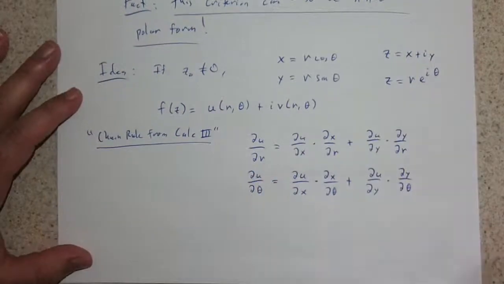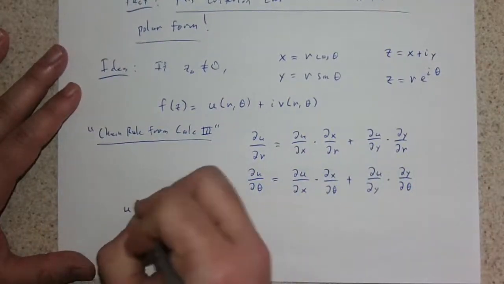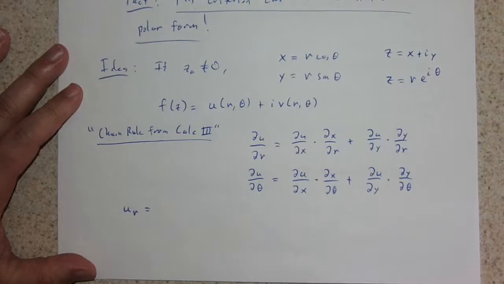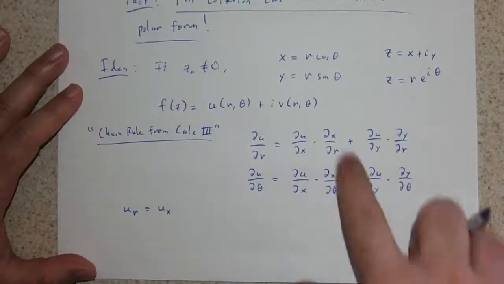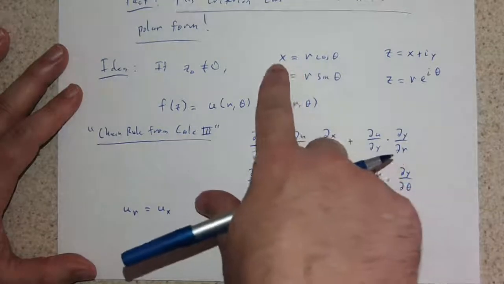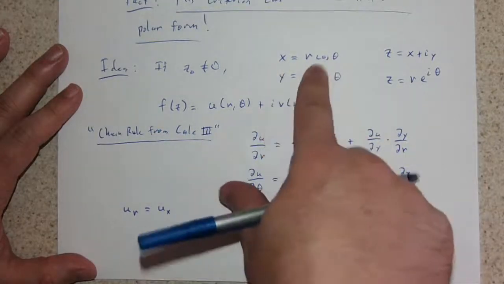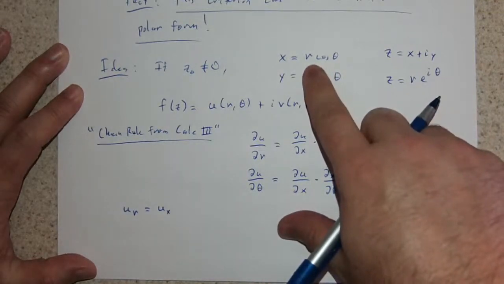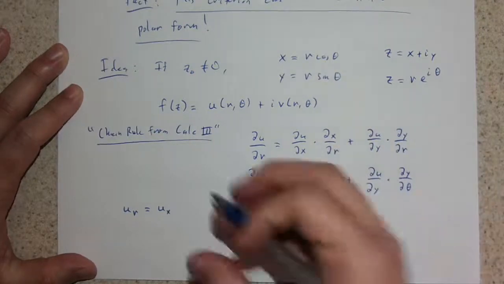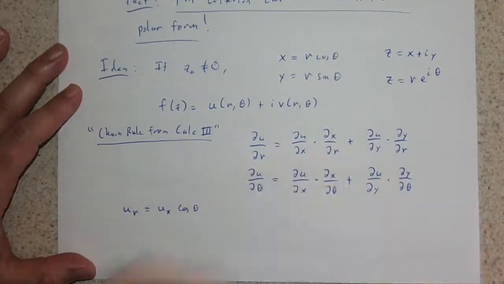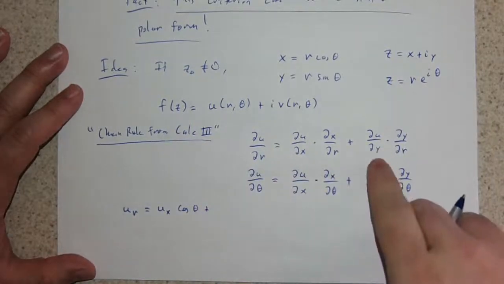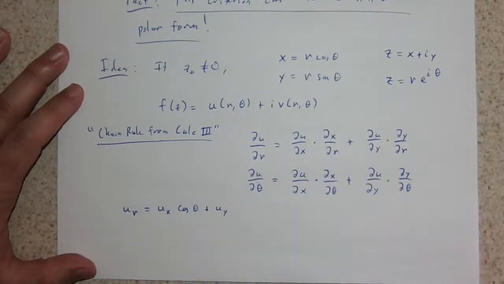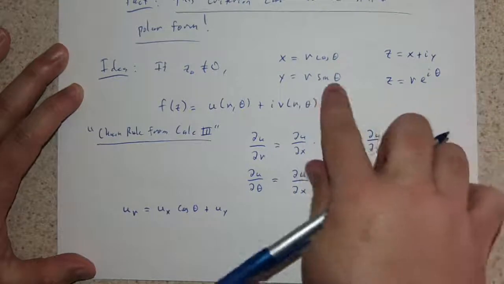Okay, and so this allows me to actually rewrite u sub r here. u sub r is just another way of writing this. This is u sub x, the x partial of u, times the r partial of x. But x is also a function of r and theta. So the r partial of x here is what? This is just cosine theta. So this is u sub x cosine theta plus the y partial of u, which is just u sub y, times the r partial of y, which is sine theta.